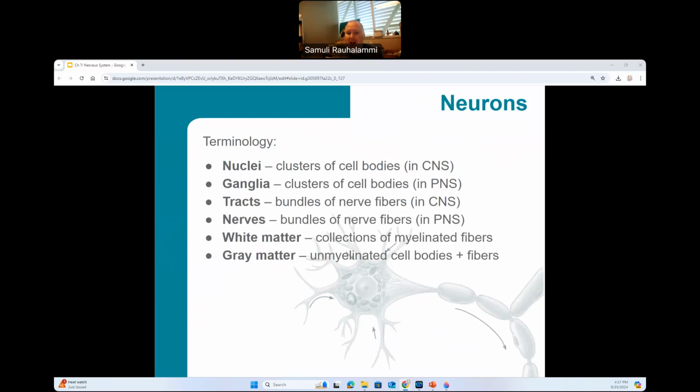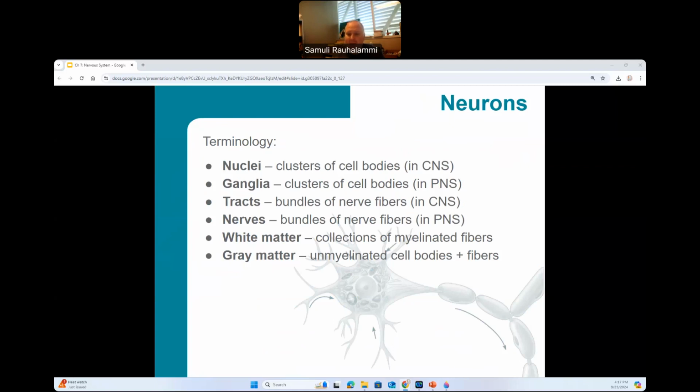Nuclei are these clusters of cell bodies in the central nervous system. Ganglia are collections of cell bodies outside the central nervous system. So basically they are in the peripheral nervous system. Tracts are bundles of nerve fibers within the central nervous system, and nerves are bundles of nerve fibers within the peripheral nervous system.